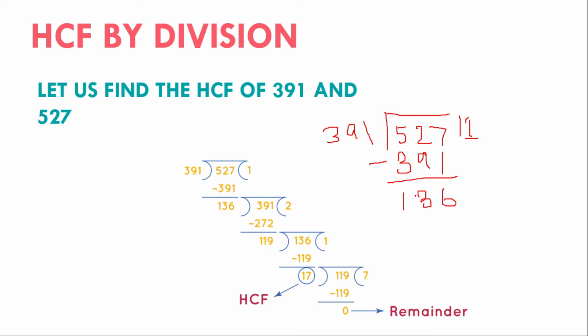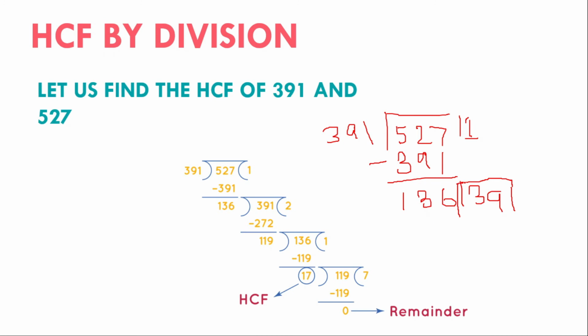Now let us carry on with 136. The next divisor will be the remainder which we got before, and the dividend will be the divisor which we used before. So the divisor which we used before was 391. So 391 will be the next dividend, and the next divisor will be the number which we got as remainder. So the remainder was 136. Now let us divide them both. So 391 and 136.